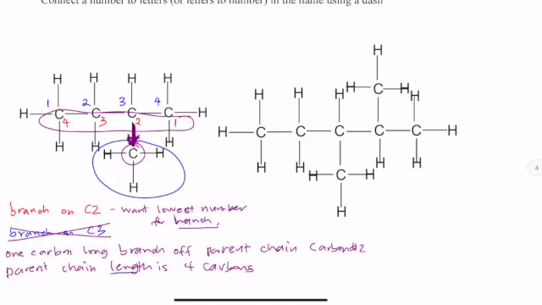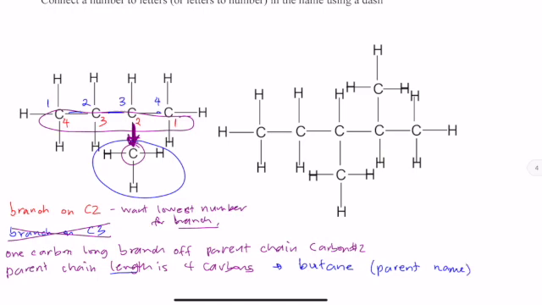Okay, so when you are thinking about the parent chain, the length of the parent chain, how long it is, will give you the prefix, which for 4 carbons is but. Okay, so that but is all single bonds between those carbons, so this would be butane, the name of the parent chain.